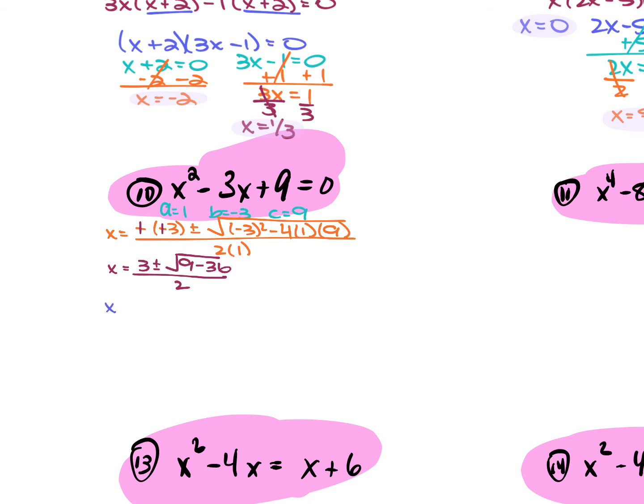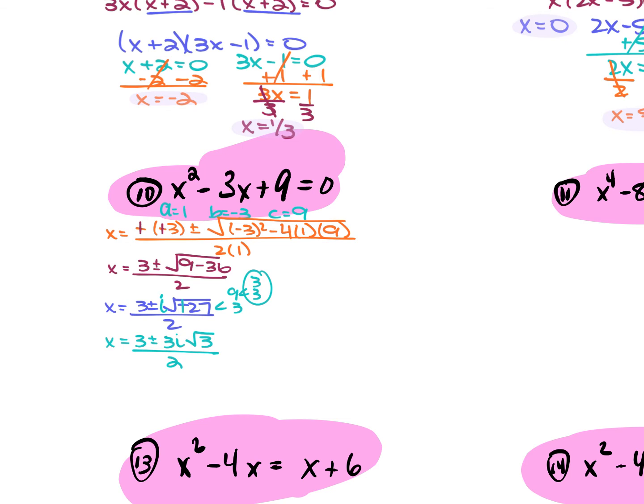9 minus 36 gives us what? Negative 27. So we have 3 plus or minus the square root of negative 27 all over 2. What do you have to do when there's a negative in the radical? Simplify that negative inside first. Take it out, which becomes an i. Now that 27 is what times what? 9 times 3. And 9 is 3 times 3. So your two 3's pair up. This gives us 3 plus or minus 3i square root 3 all over 2.